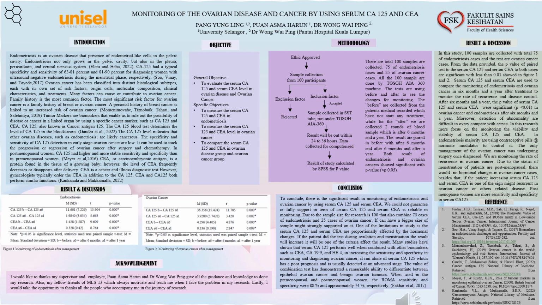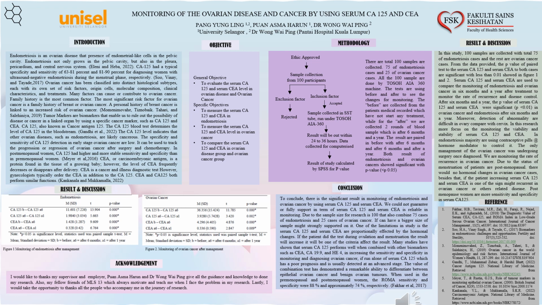Now we go to our conclusion. To conclude, there is no significant result in monitoring of endometriosis and ovarian cancer by using serum CA125 and CA. We could not guarantee or fully support that serum CA125 and CA are reliable in monitoring, because the sample size for the research is 100, which combines 37 cases of endometriosis and 25 cases of ovarian cancer. A bigger sample size might strongly support it.